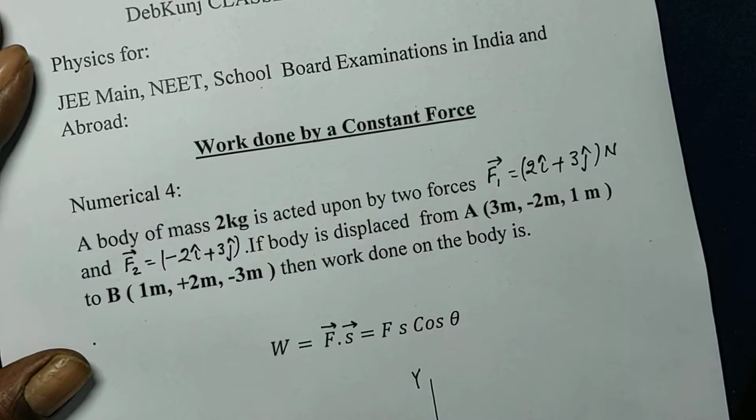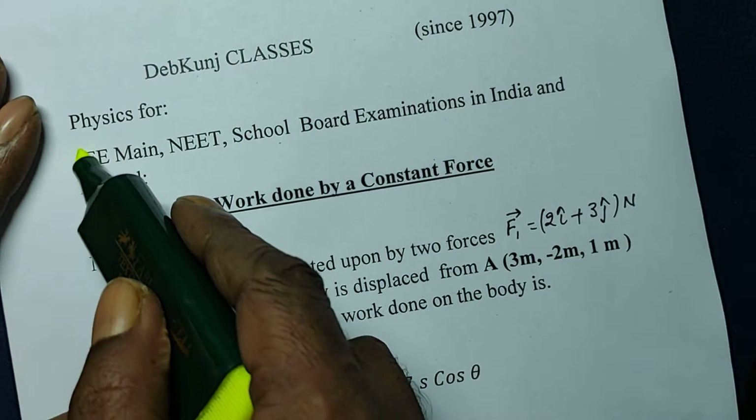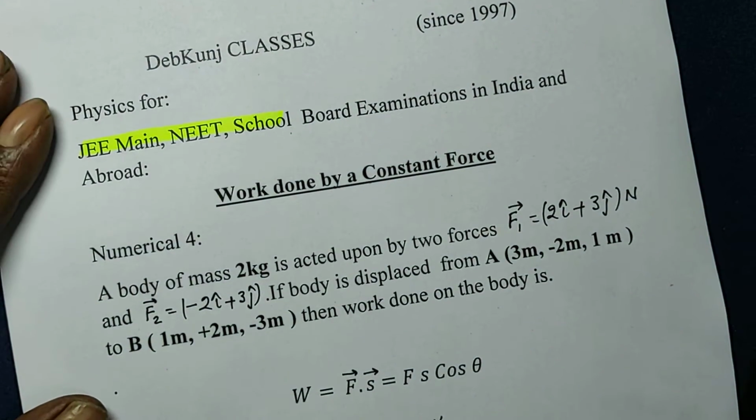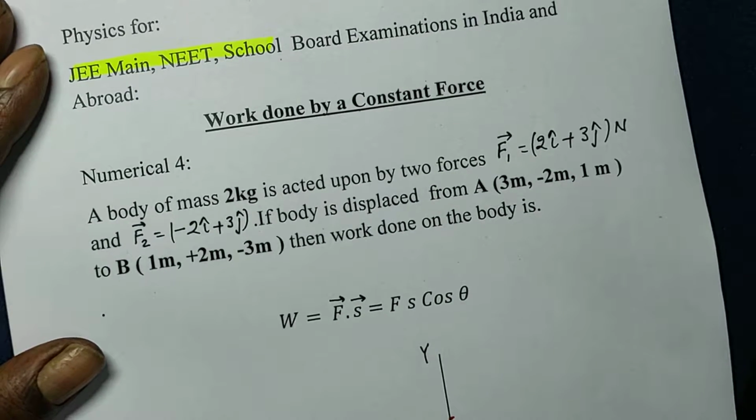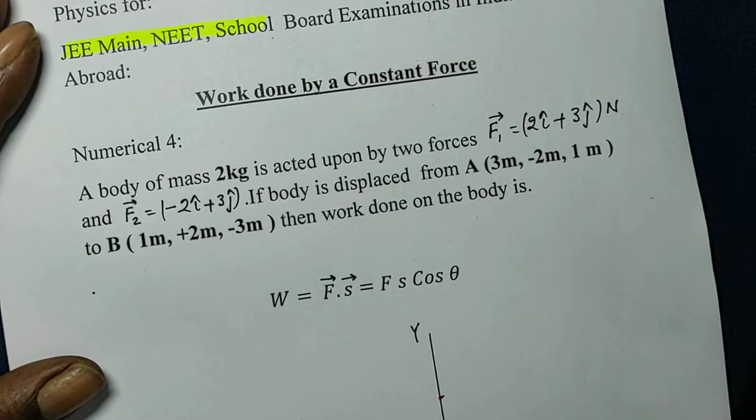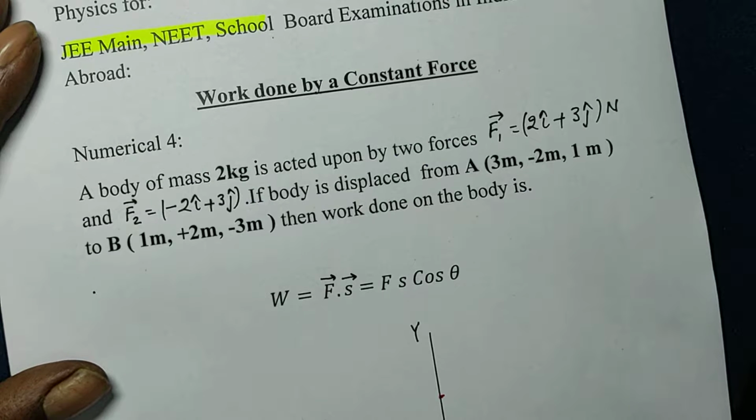Problem 4, meant for your JEE Main and NEET examination, not for JEE Advanced. So this time the position vectors are in i cap, j cap and k cap, so that will be difficult to show in a two-dimensional figure, but I will still try to explain it better.